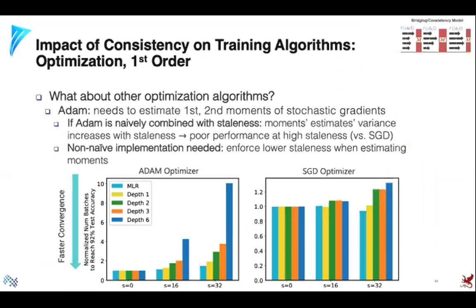So that was how staleness affects different model architectures, but what about different training algorithms? Let's substitute the ADAM optimization algorithm instead of distributed SGD, knowing that ADAM is a higher order algorithm that requires the first and second moments of stochastic gradients. If we apply staleness in a naive fashion to ADAM, the first and second moment estimates become very unreliable, and that causes a pretty huge statistical efficiency penalty as shown in the graph. The noteworthy remark here is that more research needs to be done on how to apply bounded consistency to these higher order algorithms such as ADAM, especially how to enforce lower staleness values when estimating higher order moments.